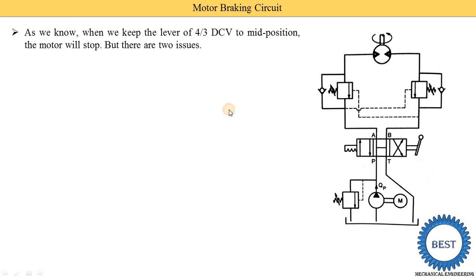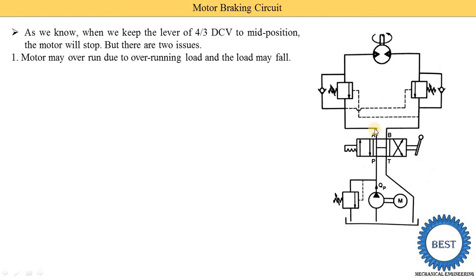Okay. Now what are the two issues when we put this directional control valve in the mid position? When we put this directional control valve in the mid position, the motor will stop rotating. But there are two issues there. The first issue is that the motor may overrun due to overrunning loads, and the load may fall. So this is the issue when we are not using this braking valve, meaning this valve is not there.